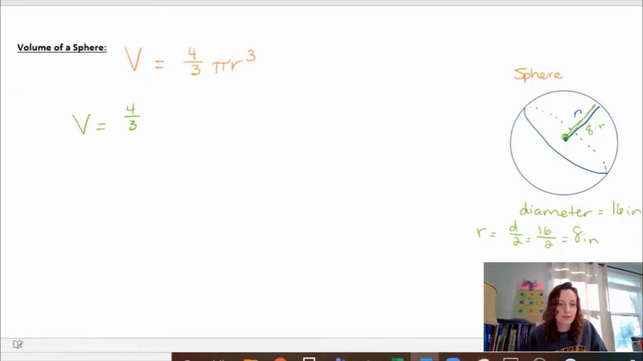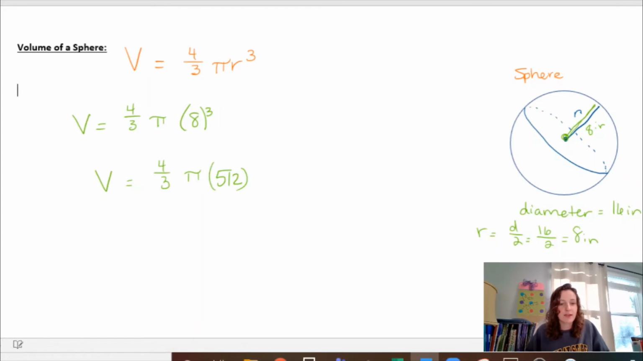Volume is 4/3 times pi times r, which is 8 to the third power. Notice that this is not 8 times 3. This is 8 times 8 times 8. So 8 times 8 is 64, times 8 again is 512. So the volume here is going to be 4/3 times pi times 512.